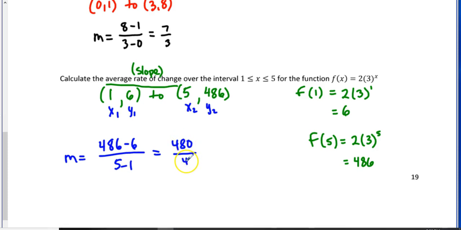480 divided by 4. You might say, I don't know. Well, that 0 is not going to factor into the division. We just know we're going to have a 0 in the answer. But 4 divided by 4 is 1, and 8 divided by 4 is 2. So we're looking at 120. That's our average rate of change for this function. It's a really steep slope.